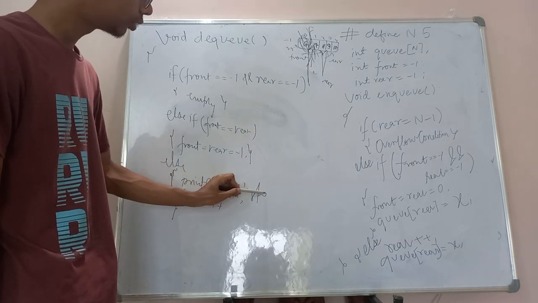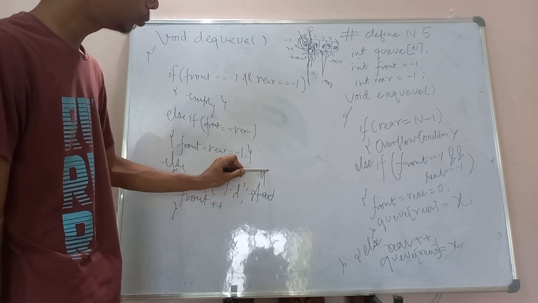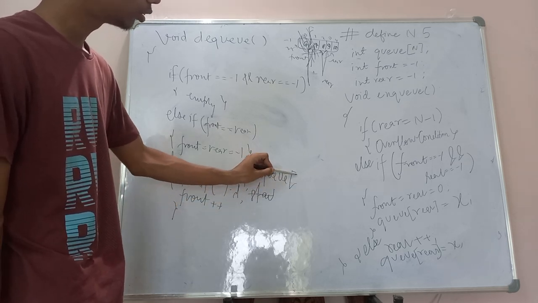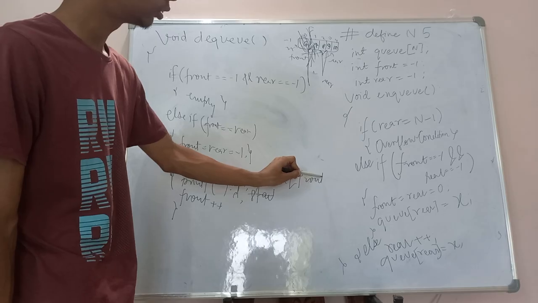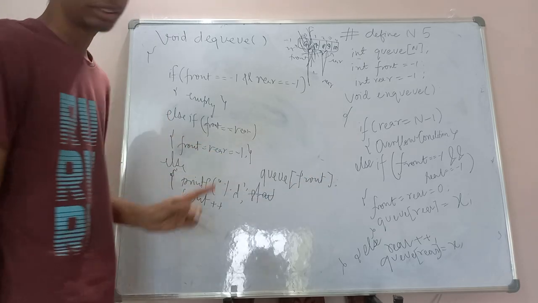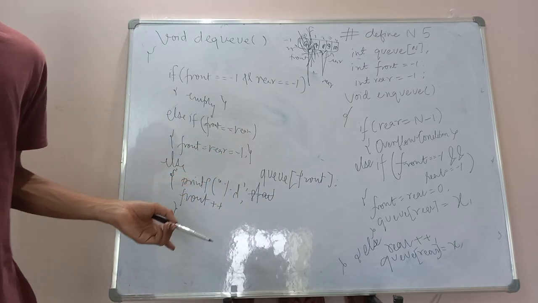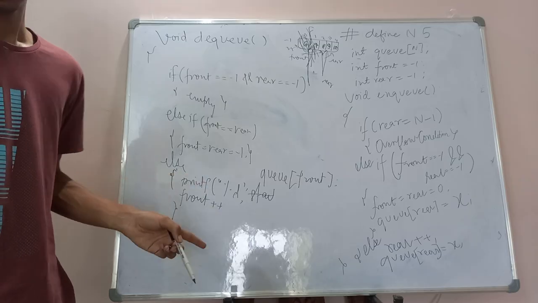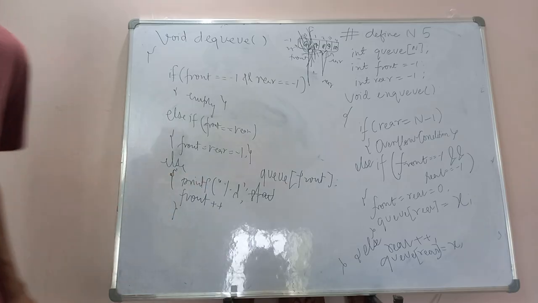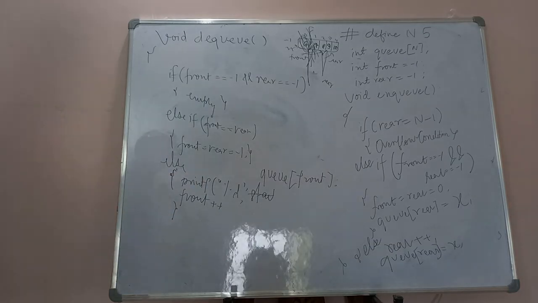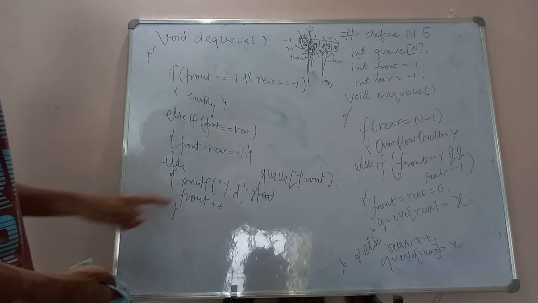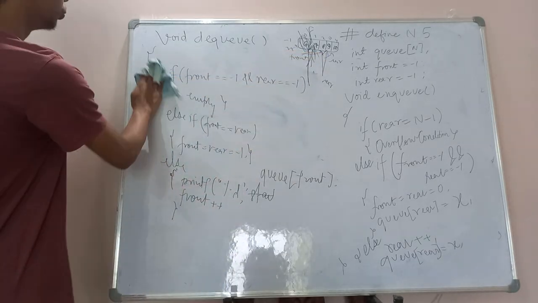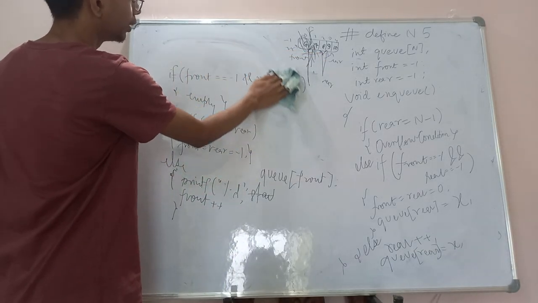Q front. This is my dequeued element, right? So now I am erasing this and I am writing code for display. Suppose I want to display all these numbers, so what I will do, right? So let me erase this.